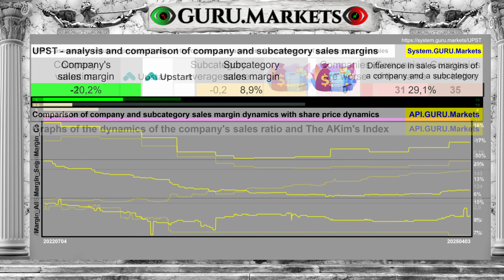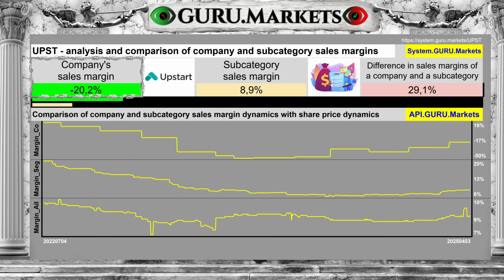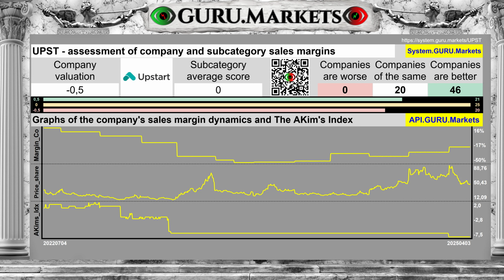The sales margin is -20.2%, with an average in the subcategory of 8.9%. The difference between the subcategory average and the company's performance is 29.1%. Assessment of sales margins in comparison with indicators in the subcategory: tolerable, -0.5 points.